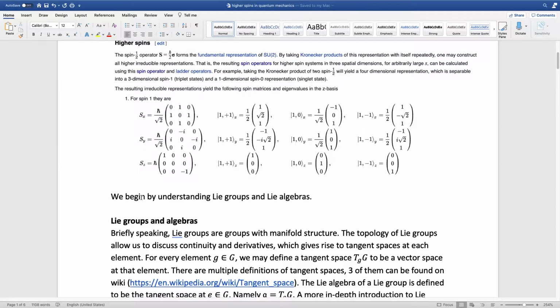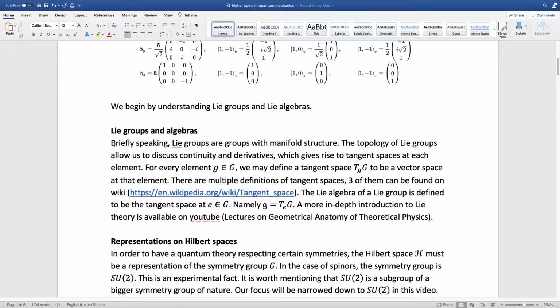So we first begin to understand Lie groups and Lie algebras. Briefly speaking, Lie groups are groups with manifold structure. The topology of Lie groups allows us to define continuity and derivatives, which gives rise to the notion of a tangent space at each element of the Lie group.